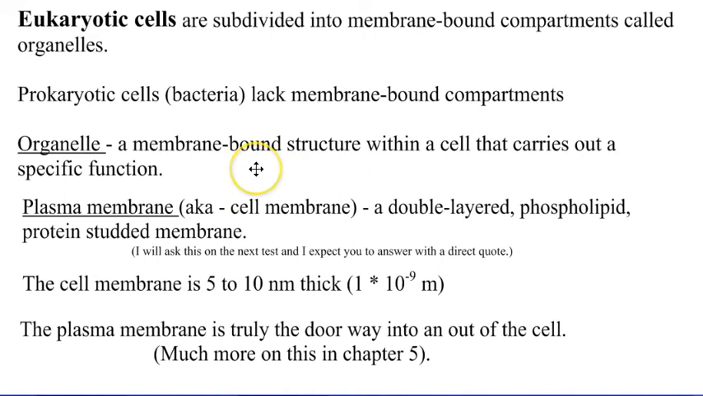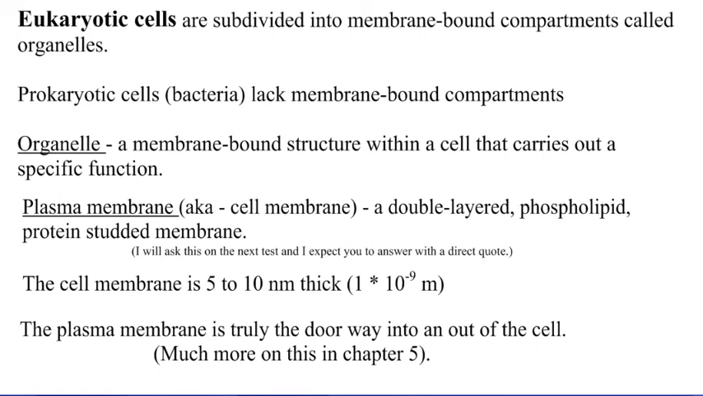As we already told you, an organelle is a structure within a cell that carries out a specific function. The first one we've already talked about a little bit, is called the plasma membrane, and the definition for this is: double layer phospholipid protein studded membrane. Now here's the deal.